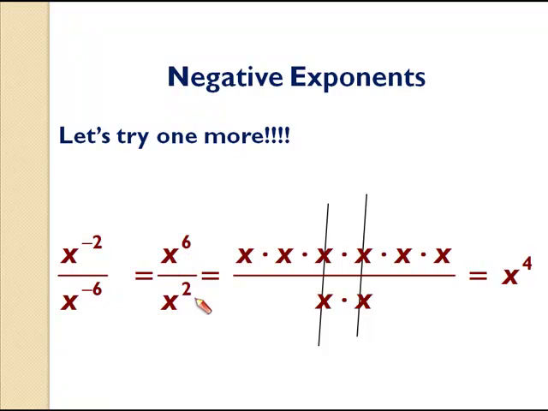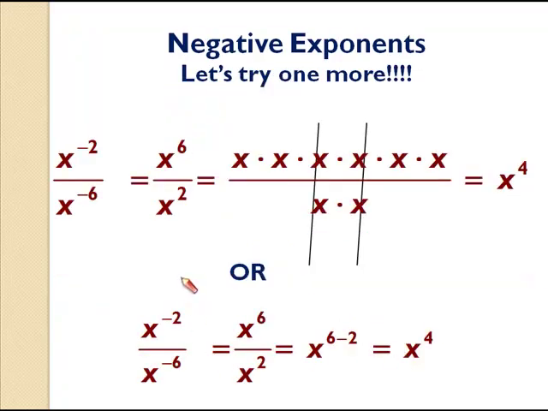Now you could use the division rule, or you can actually rewrite the numerator as x times x times x times x times x, the denominator as x times x, cancel out some x's where you can, and you can see you're left with x to the fourth. Here I use the division rule. So we took the reciprocal, and then we did 6 minus 2, or the subtraction from top to bottom of the exponents, and we were left with x to the 4.